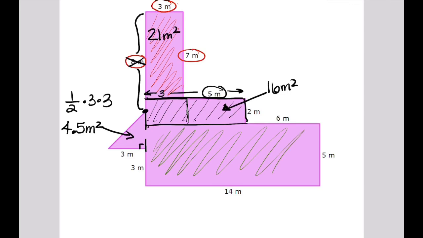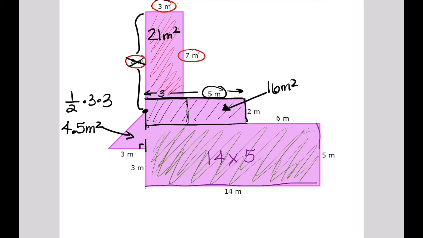So you have to figure out this bottom rectangle. And this bottom rectangle, there's nothing mysterious about this one at all. You just have to do 14 times 5. No mystery about what those numbers are. That is definitely 14. That is definitely 5. So 14 times 5 is 70. So now we have all the numbers that we need to figure out the total area. So we're going to do 70 plus 21 plus 16 plus 4.5.